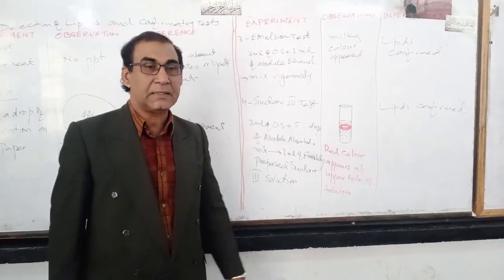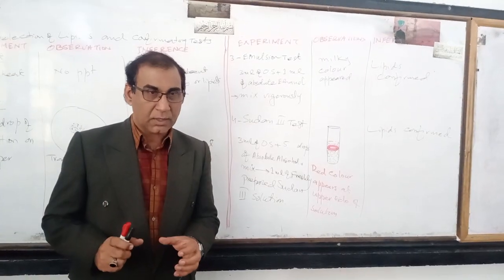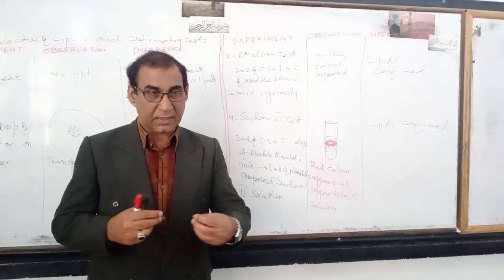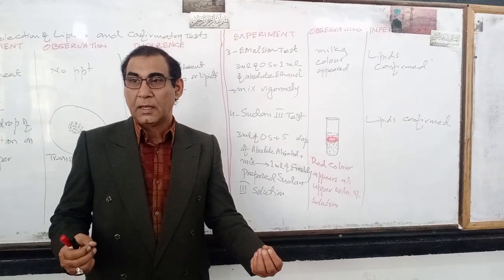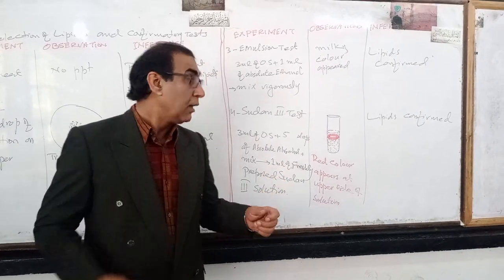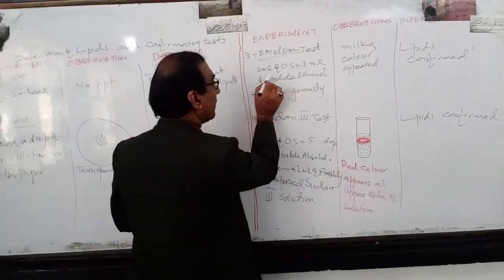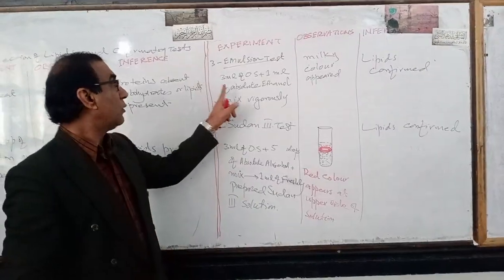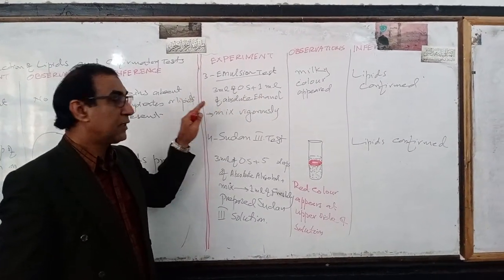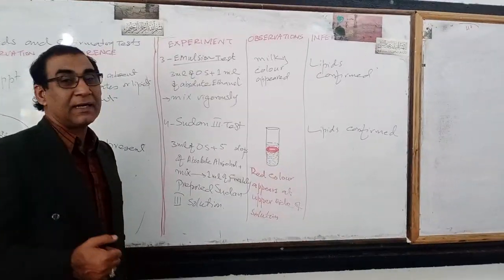Emulsion test is carried out by mixing the lipids with alcohol. The alcohol breaks the bonds of the large lipid molecules, and what happens? The emulsion is formed. So the test is performed in this way. You take 3 ml or 4 ml of original solution or the given solution, and 1 to 2 ml of absolute alcohol. You mix that vigorously.